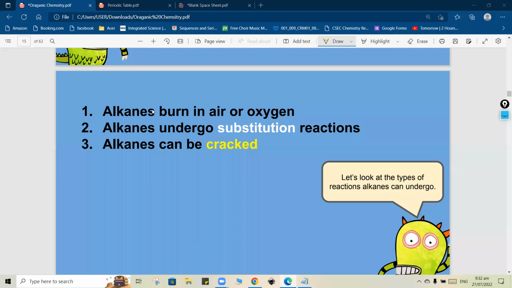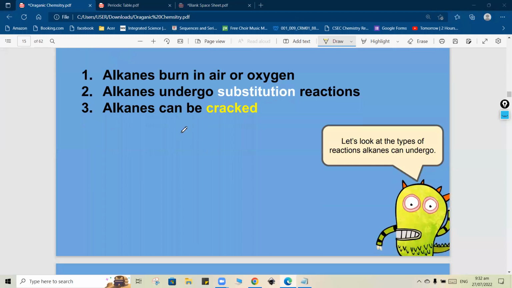Okay, so alkenes, which is all we did so far, right? Alkenes, they react a certain way. And on the CXC syllabus, all alkenes burn in air and oxygen. Now, if something burns, that automatically means it will produce a certain amount of heat, okay?